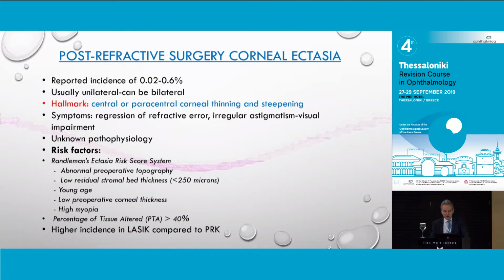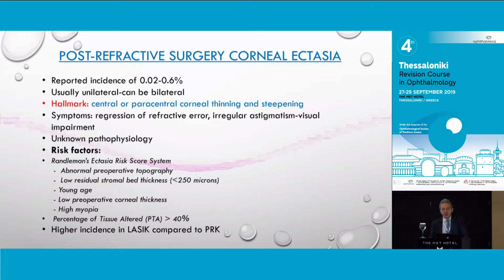And of course, we have the post-refractive corneal ectasia, which is not that often, but when it happens, it's a major problem for the refractive surgeon and the patient. It's usually unilateral, but it can be bilateral. And it becomes clinically manifest with the regression of the refractive error, irregular astigmatism, typically between 1 and 2 years after the refractive procedure.